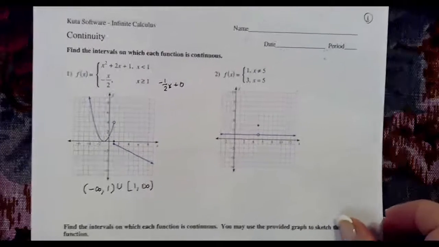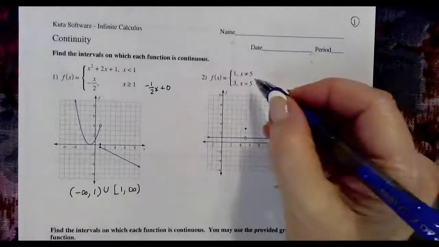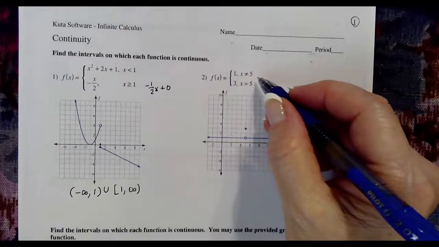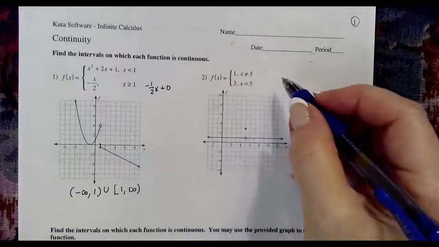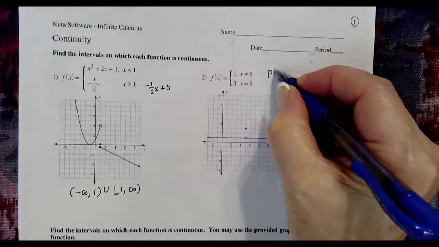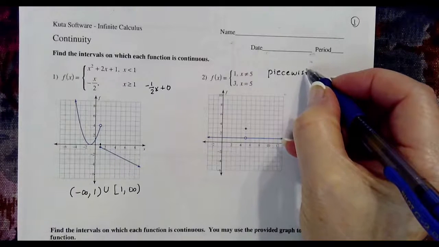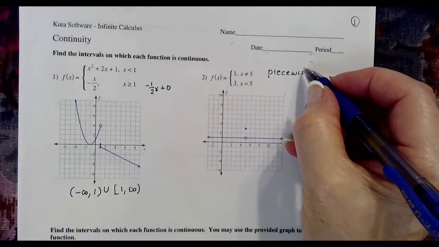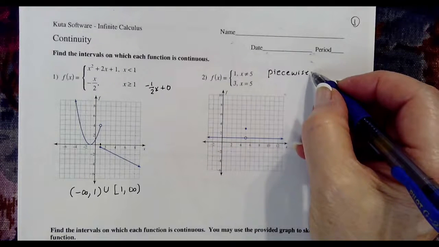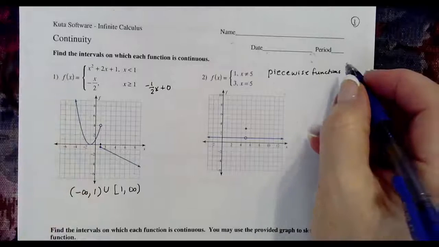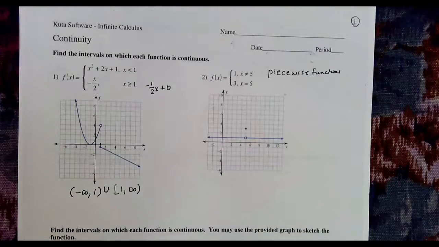Okay, let's look at number 2. Number 2 is a little bit different. It still is, and I should have asked you this, what kind of function are these things that we've done so far? These are called piecewise functions. It breaks up the domain into pieces. That's why they call it piecewise.